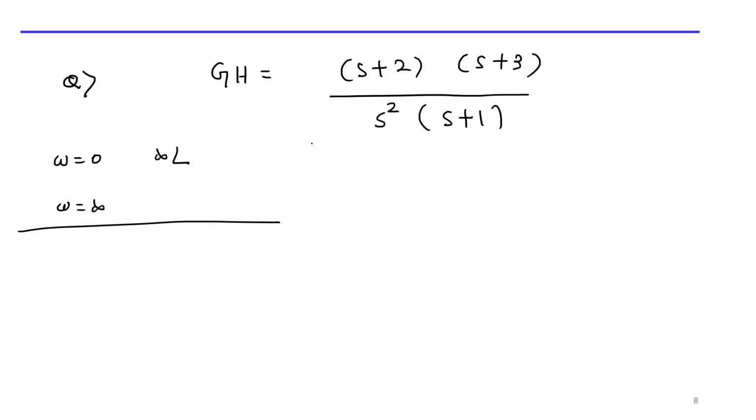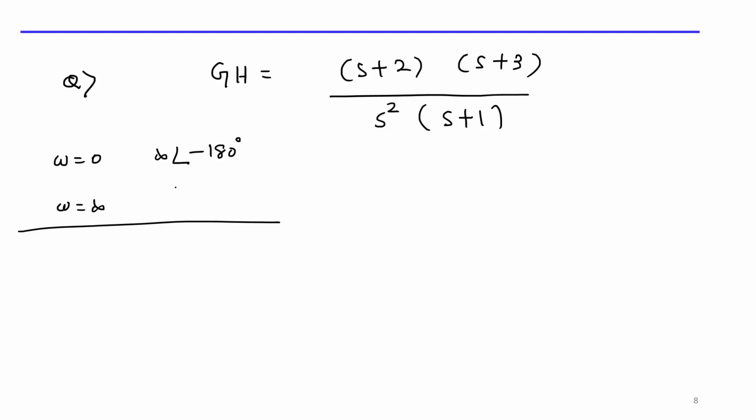What is the angle? The angle will be given by the number of poles and zeros at the origin. So two poles at origin, so the angle will be minus 180, right? Whenever you are finding out the angle at omega equal to 0, you just consider only the number of poles and zeros at the origin. Forget about all the other terms.